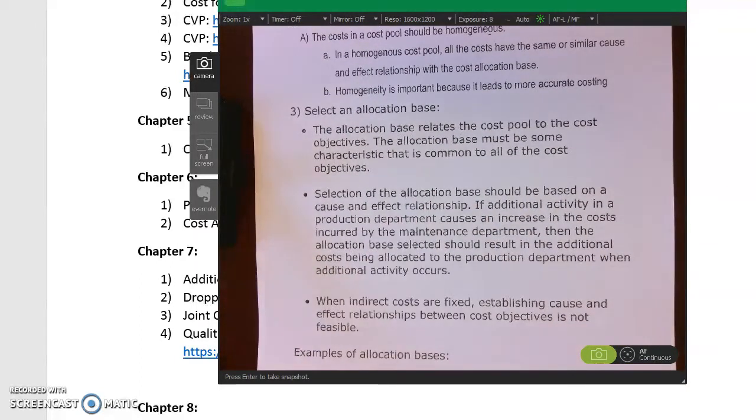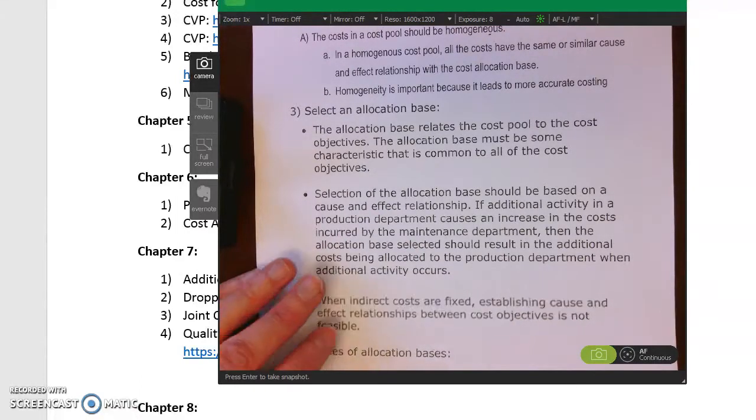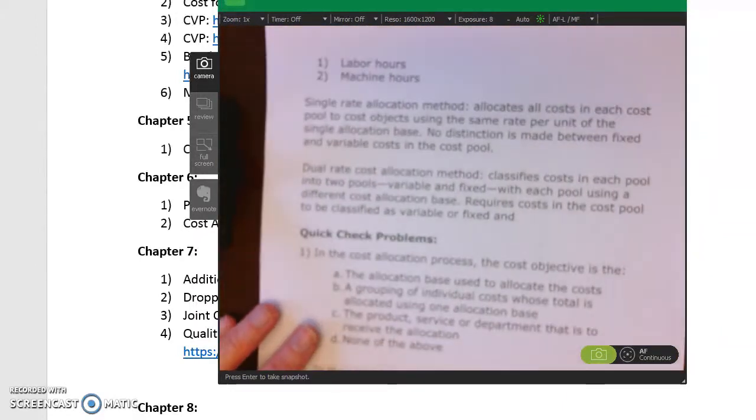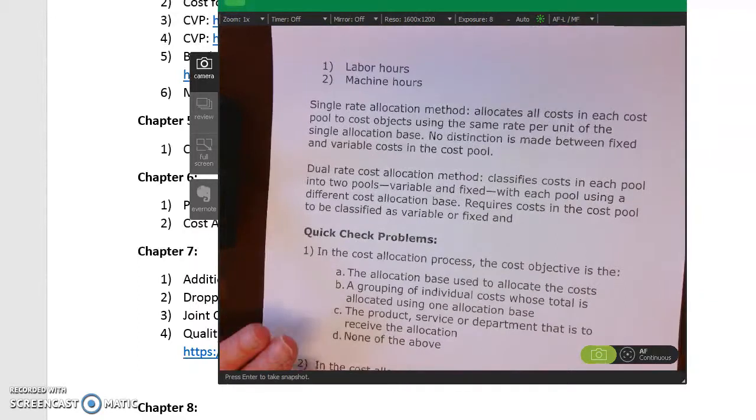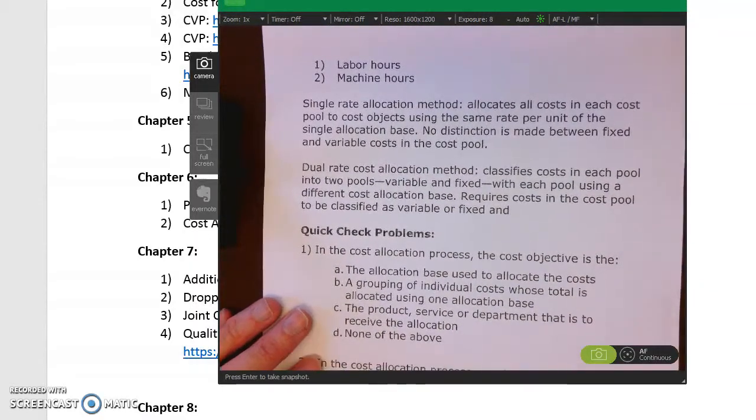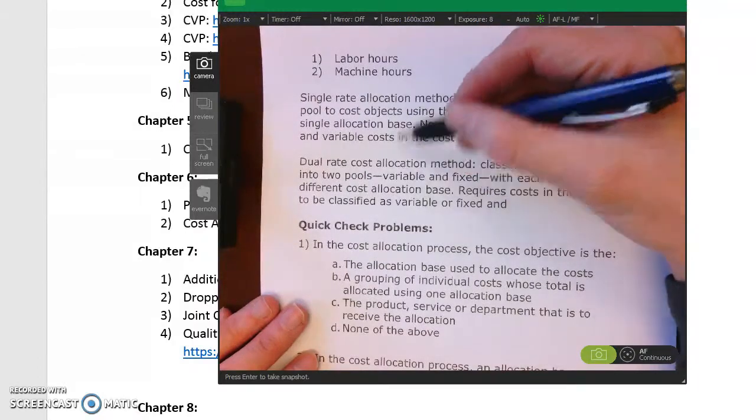And the number of help desk tickets does have a cause and effect relationship to the cost of that IT help desk. The more help desk tickets that they have, the more costs that they have. And that's what I mean by the cause and effect relationship. Okay? Some allocation bases that we've talked about before, especially back in Chapter 2, we talked about labor hours, we talked about machine hours. There's a couple different ways we could do it. We could allocate out the costs.